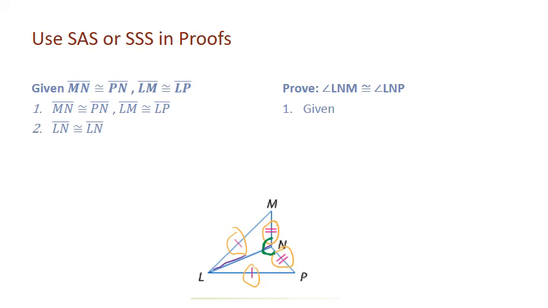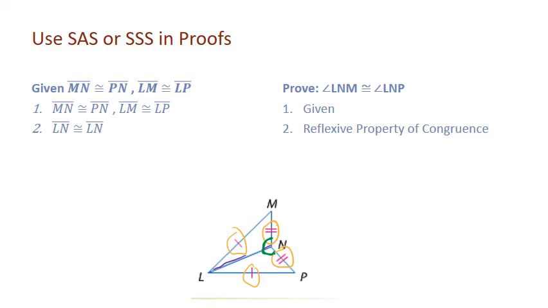We can say that LN is certainly congruent to LN. I mean, it's congruent to itself. And what's the reason for that? Well, that's the reflexive property of congruence. If something's equal or congruent to itself, then it's reflexive. You're looking at the mirror.